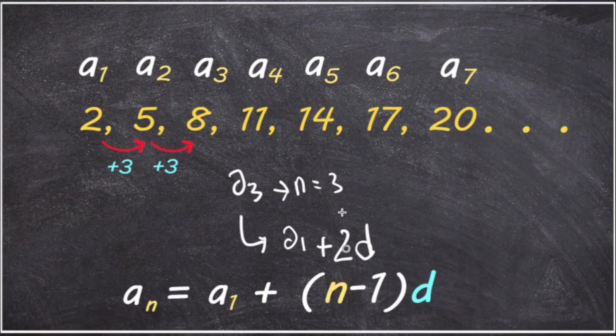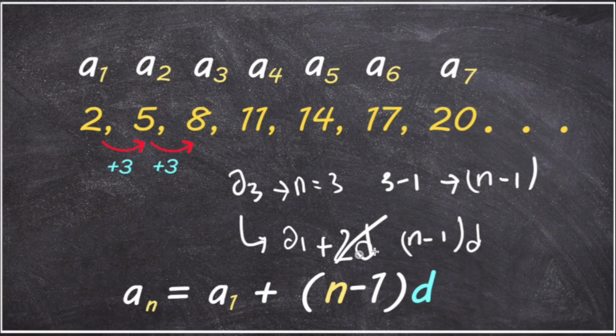But 2 is 3 minus 1, and 3 minus 1 is really just n minus 1. So this can be rewritten as n minus 1 times the difference. So what we really have is a1 plus (n minus 1)d, and that is just the formula. So n minus 1 is the number of times you have to add the difference to the first element in order to reach the position of the element whose value you want.